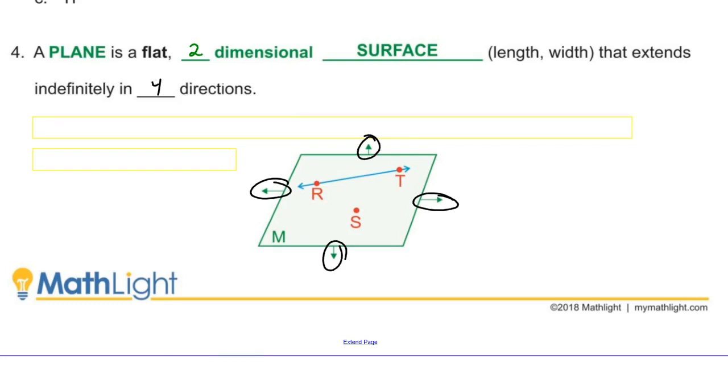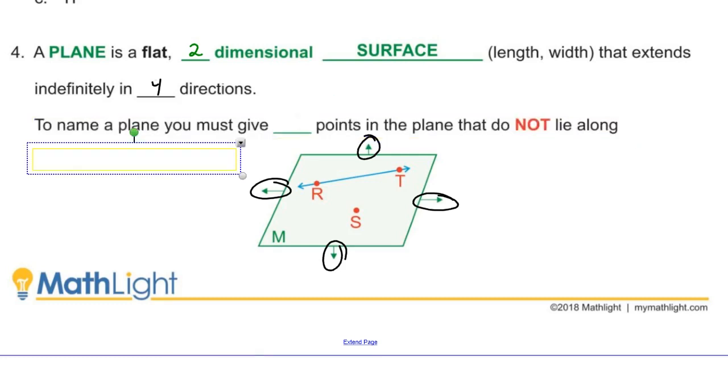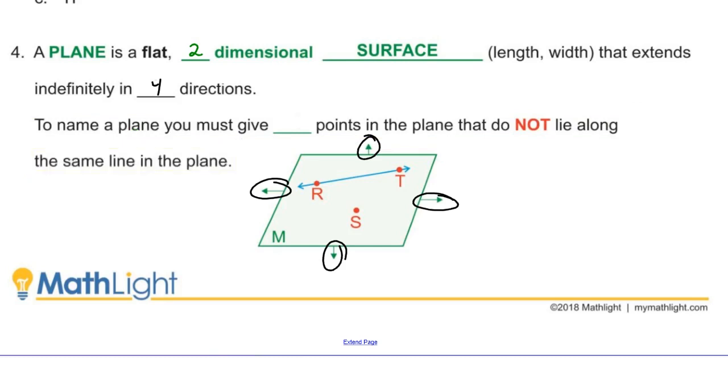Okay, so let's talk about our plane here. To name a plane, you must give how many points? This is important, this is a key. You must give 3 points in the plane that do not lie along the same line in the plane. Now this is really key, and I'll show you why in a moment.